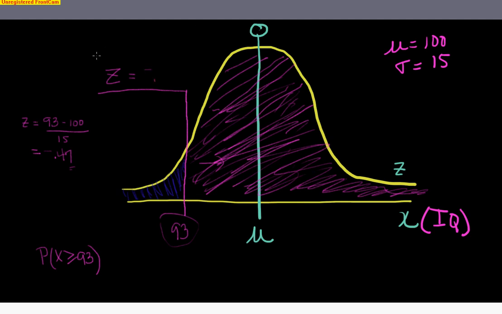So this is negative 0.47. That makes sense that it's negative because we are to the left of the mean. So these are all our standard deviations below the mean. Below the mean is negative, above the mean is positive. I can't look up the area above this z-score, but I can look it up below. So let's go ahead and do that.